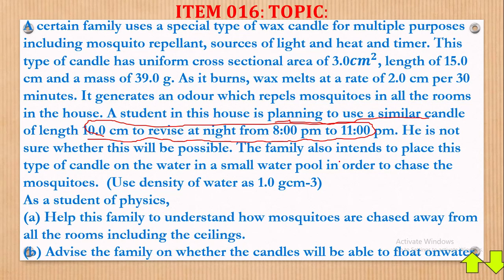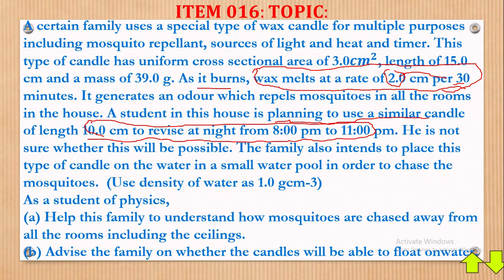Anyway, the family also intends to place the candle in water. Now we want to see, will it be possible for him to use this kind of candle? We are told that as it burns, wax melts at a rate of 2 centimeters per 30 minutes. So every 30 minutes it melts by 2 centimeters.